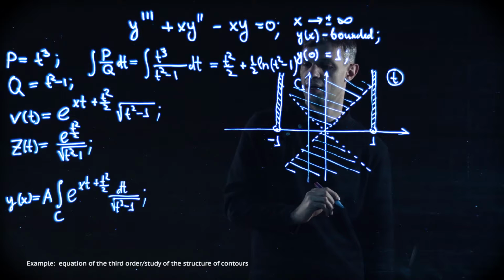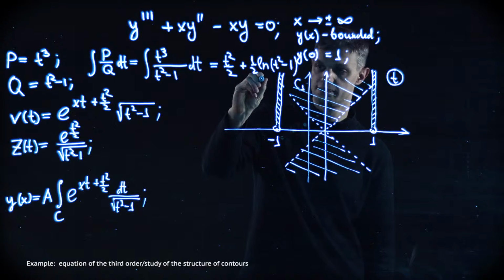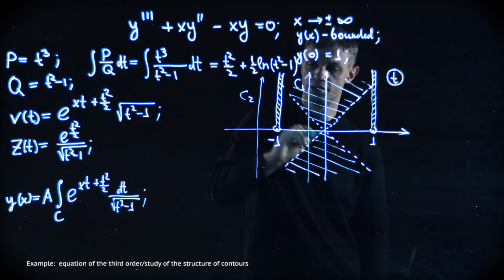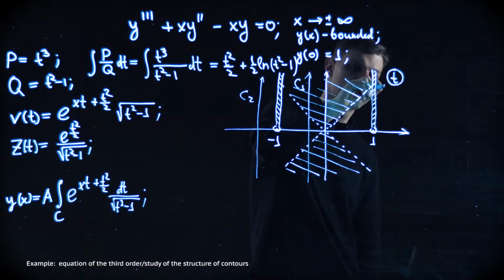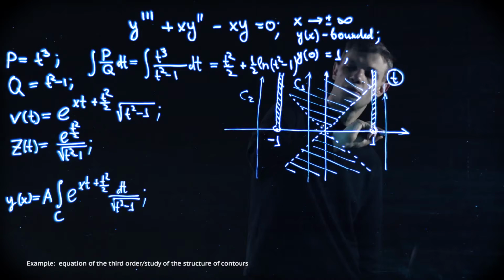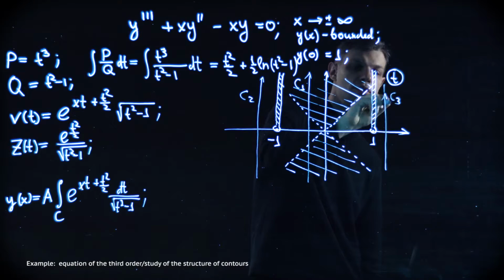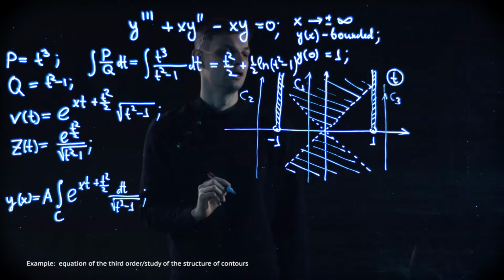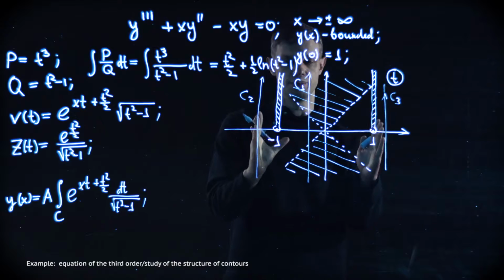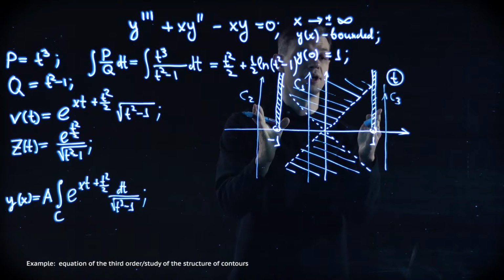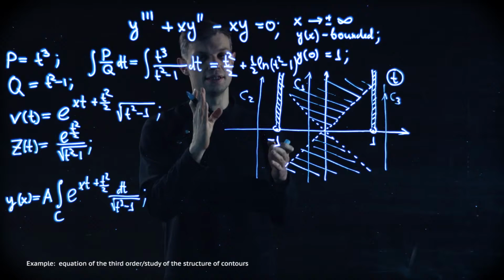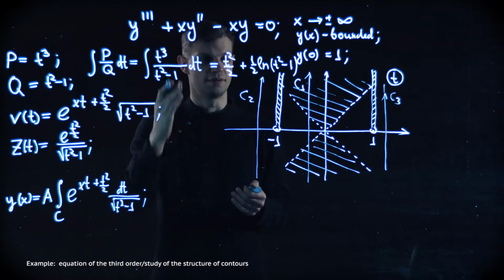C1. This is going to be the second contour, C2, and this will be our third contour. As you see, they can't be smoothly deformed into each other because our branch cuts prevent them from doing this. So they indeed define linearly independent solutions of this differential equation.